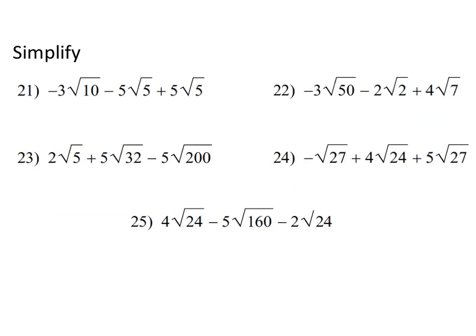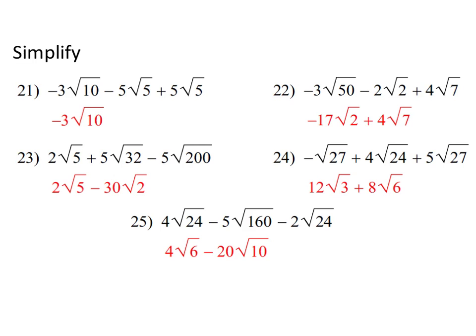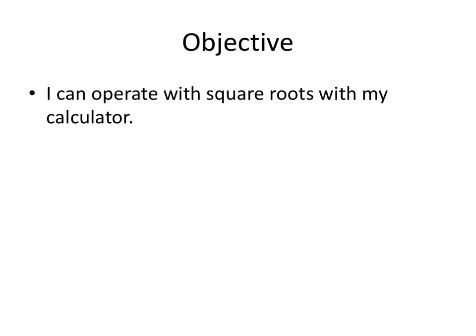Here's 21 through 25. Get these ones done. There we go. That is all 25 on this part. Actually, that completes the whole worksheet packet. So just plugging it into the calculator. Hopefully you guys did it. Don't forget the objective: I can operate with square roots with my calculator.